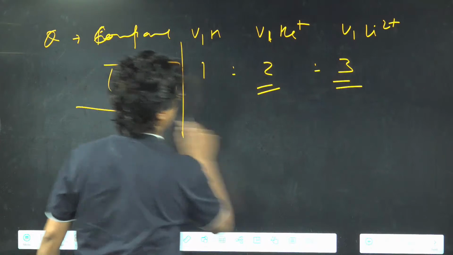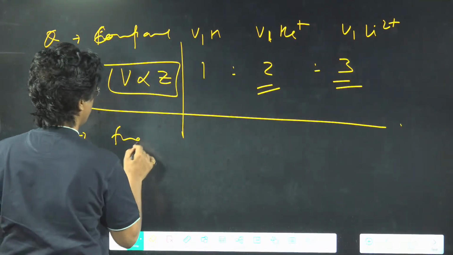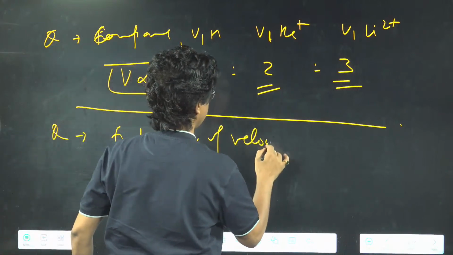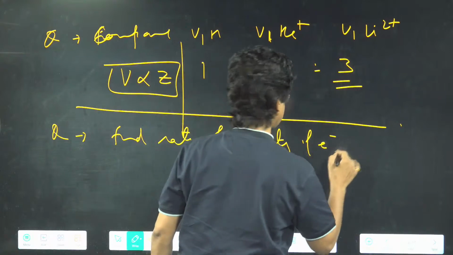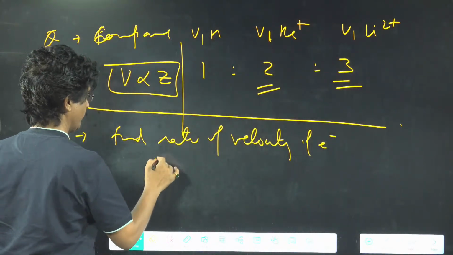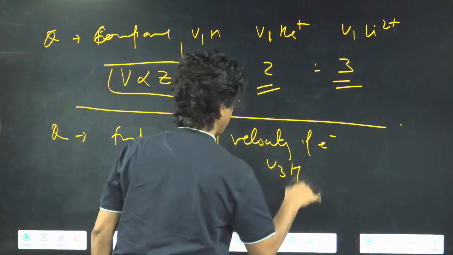Now, one more question. Find the ratio of velocity of electron, like say V1H, V2H, V3H.